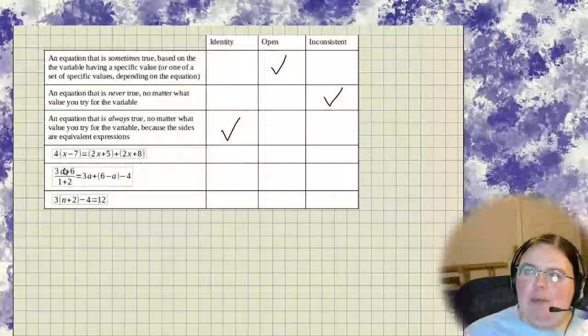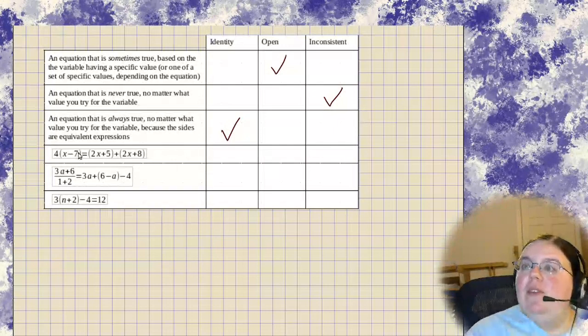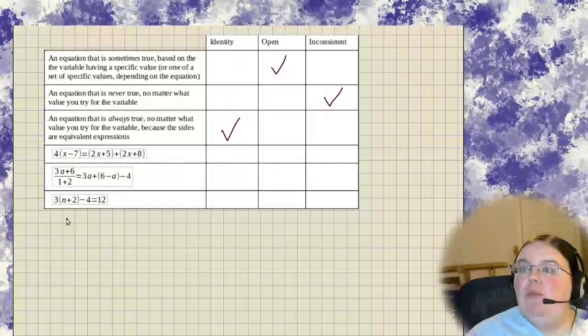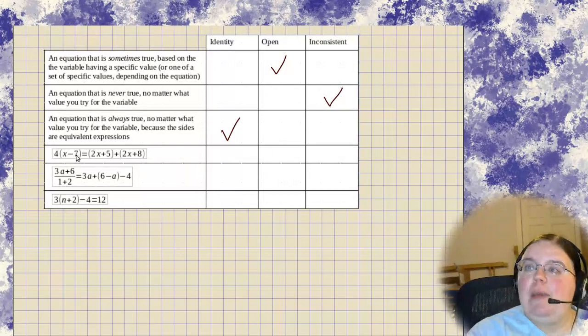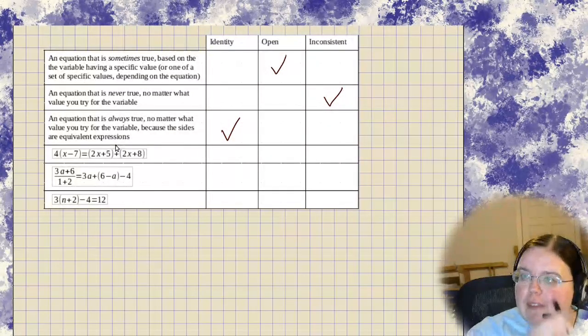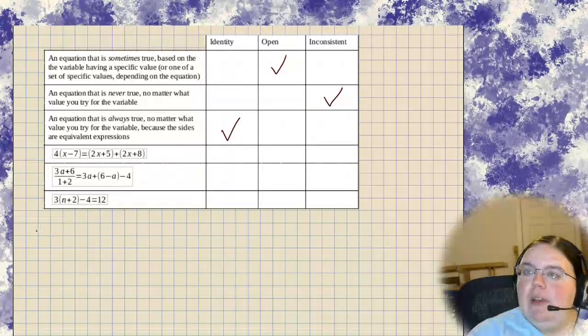So we've got three equations here. A little bit of spoilers, there's one of each. Let's see if we can figure out what this first one is. 4 times x minus 7 is the same as the sum of 2x plus 5 and 2x plus 8. Let's see. I'm going to suppose for a minute that x equals 5.